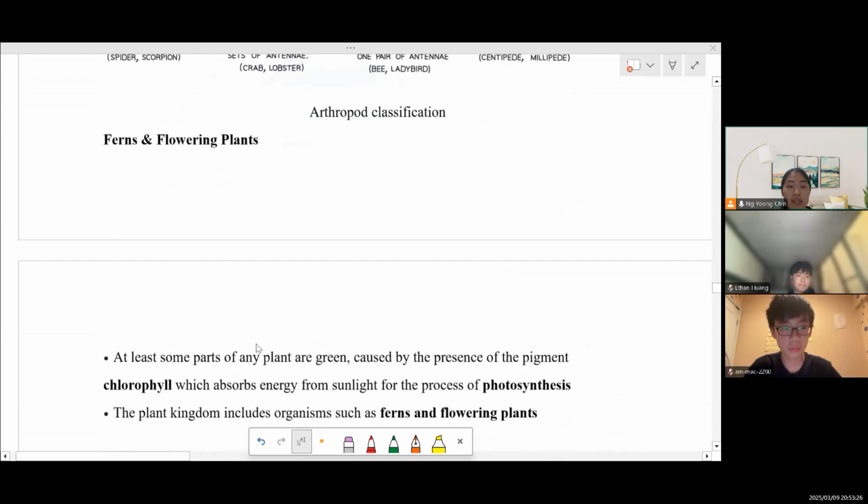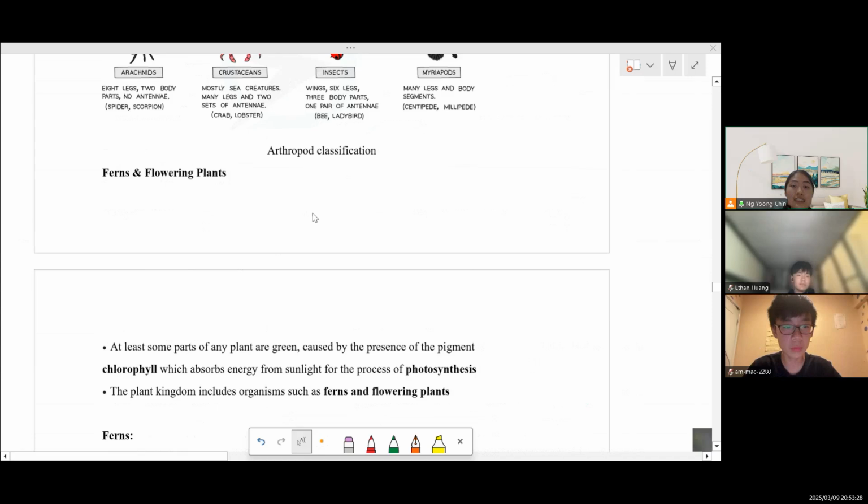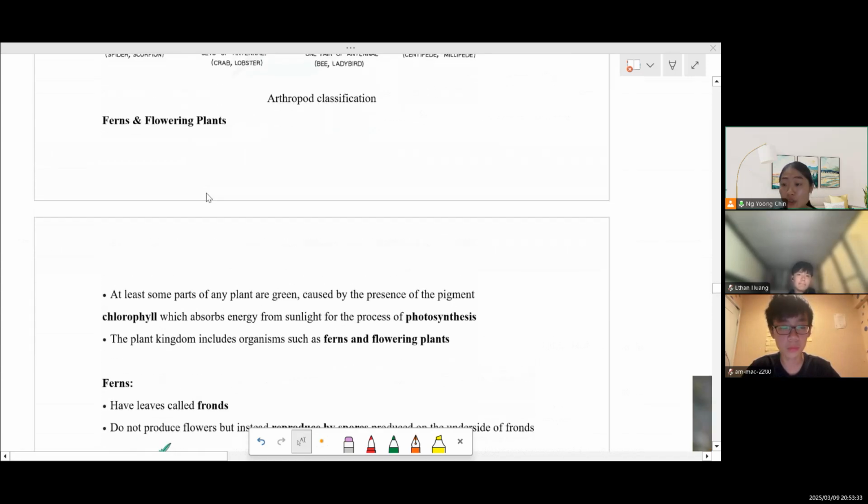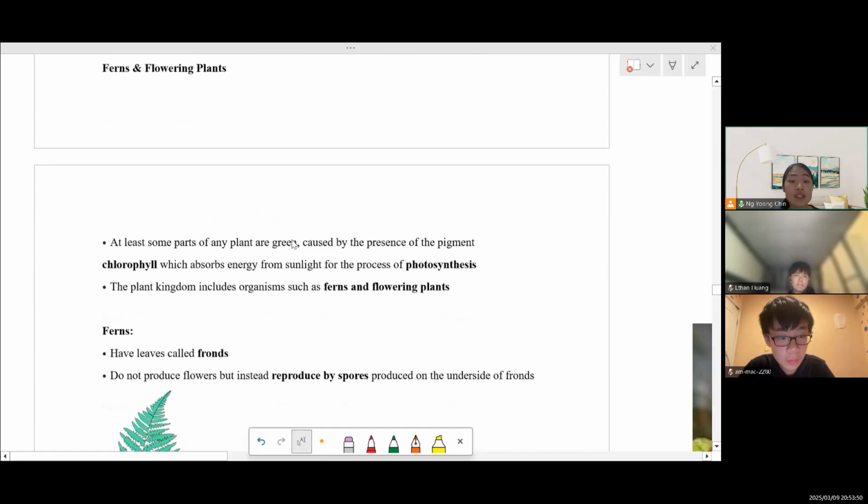Okay, now we talk about the classification of plants. In plants, they are usually divided into flowering and non-flowering. Just like in animals, we divide into vertebrates, like humans, and invertebrates, like insects or spiders. In plants, you have those with flowers, or plants that are not able to give out flowers. But all plants are able to do photosynthesis because they have chlorophyll.